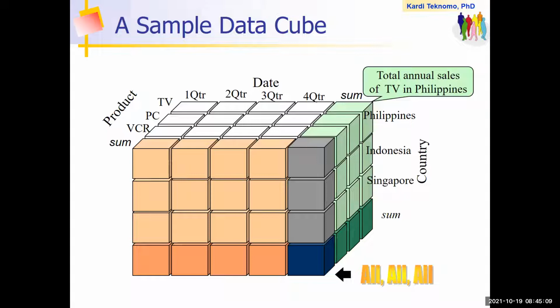And then because this is a multinational business, we have region. So Philippines, Indonesia, Singapore, for example. And look at the color here. This represents the measure. For example, the measure is total. So, can you imagine the data cube?